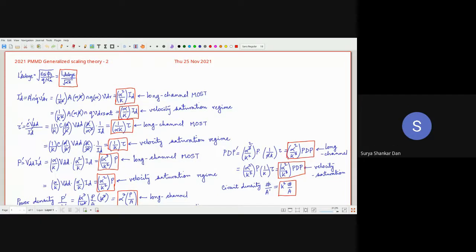Okay, so let's begin with our lecture today. Now, in our previous lecture, where we had dealt with the scaling theory, that was part one, we were investigating the influence of downscaling of the device with respect to the device parameters only.